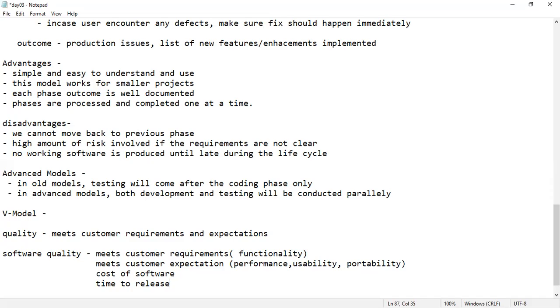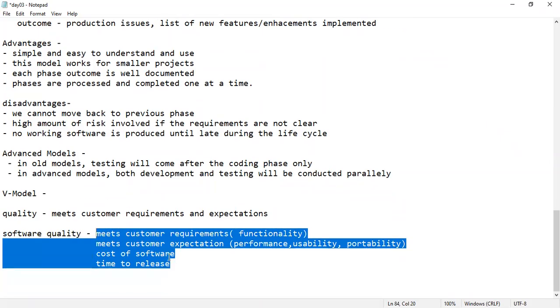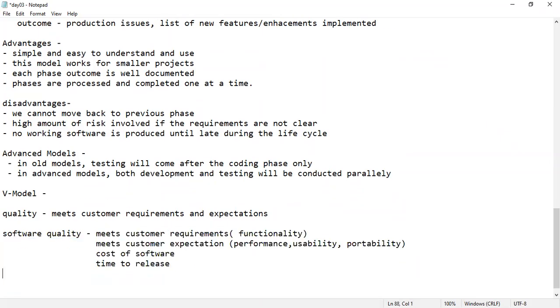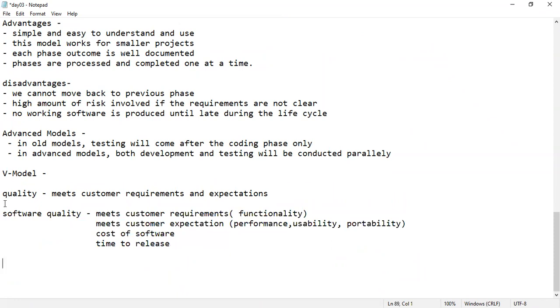Similarly, let's take a movie. As per the plan, they have to complete the entire movie direction within 1 year. But if it takes more than 1 year, then it's a loss to the producer. So we have to fulfill all these items so that we will be giving software quality to our end user. These terms are very important.